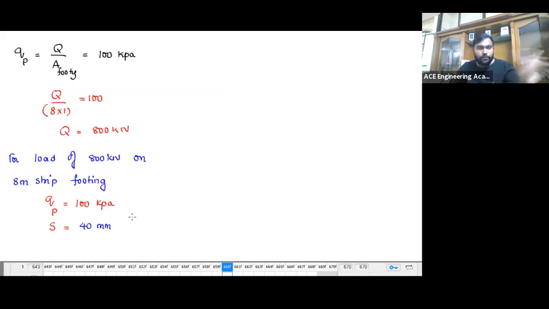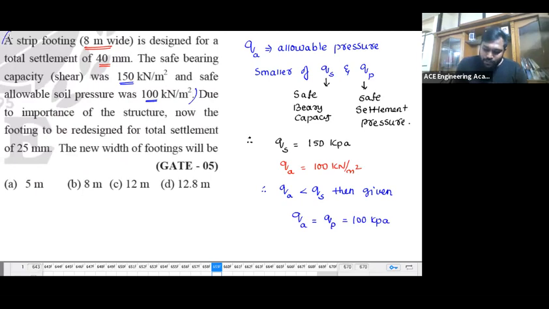I am not going through the full question also. What I am saying is, up to this point, you observe there is a strip footing. On that strip footing, you apply some gross pressure. So the allowable soil pressure is 100, which means the maximum pressure the soil can take safely is 100. That's nothing but safe settlement pressure. So for that, what is the load I applied? 800. On that footing of 8 meters, the settlement is going to be 40 mm.